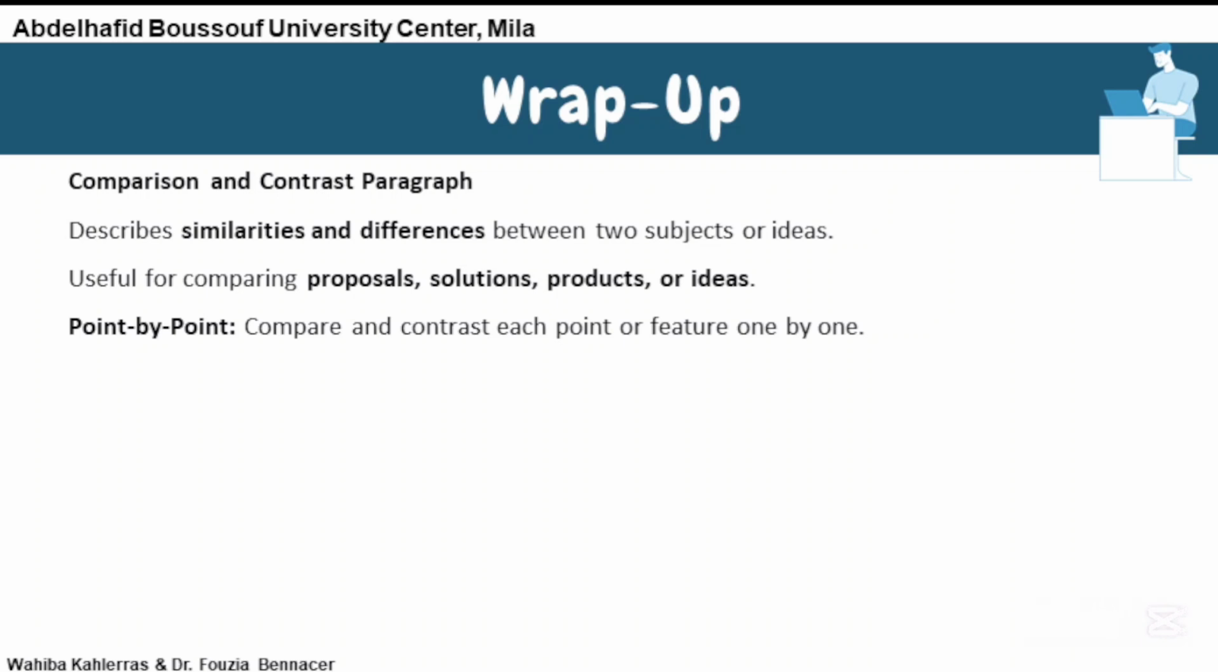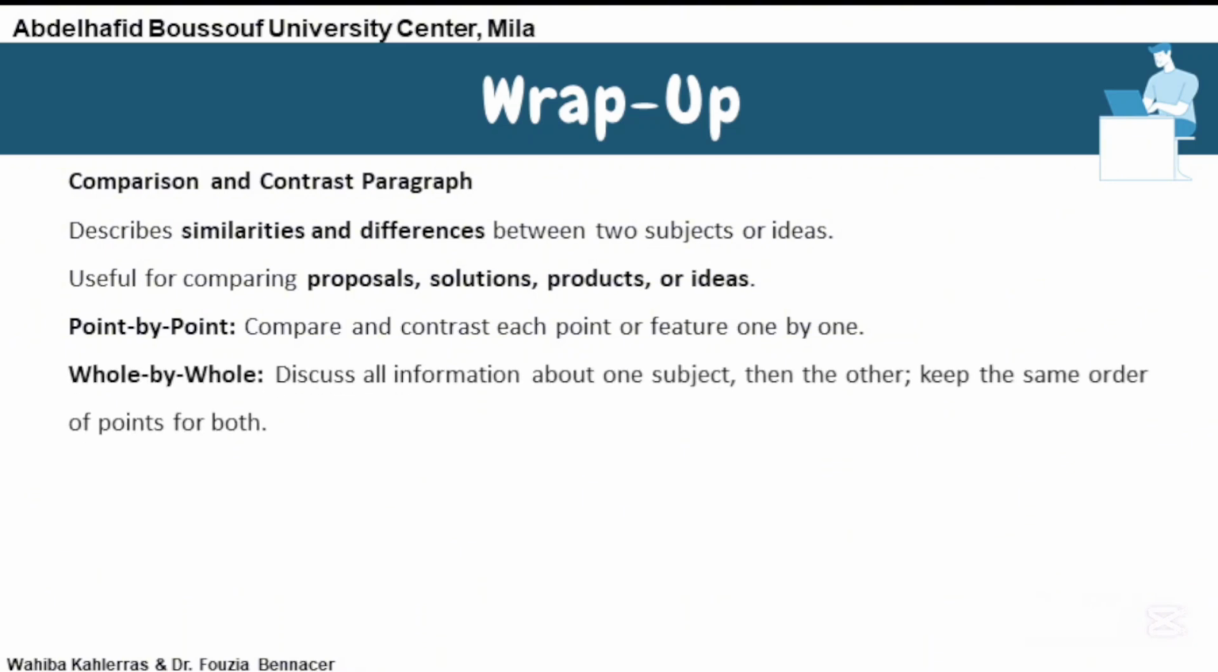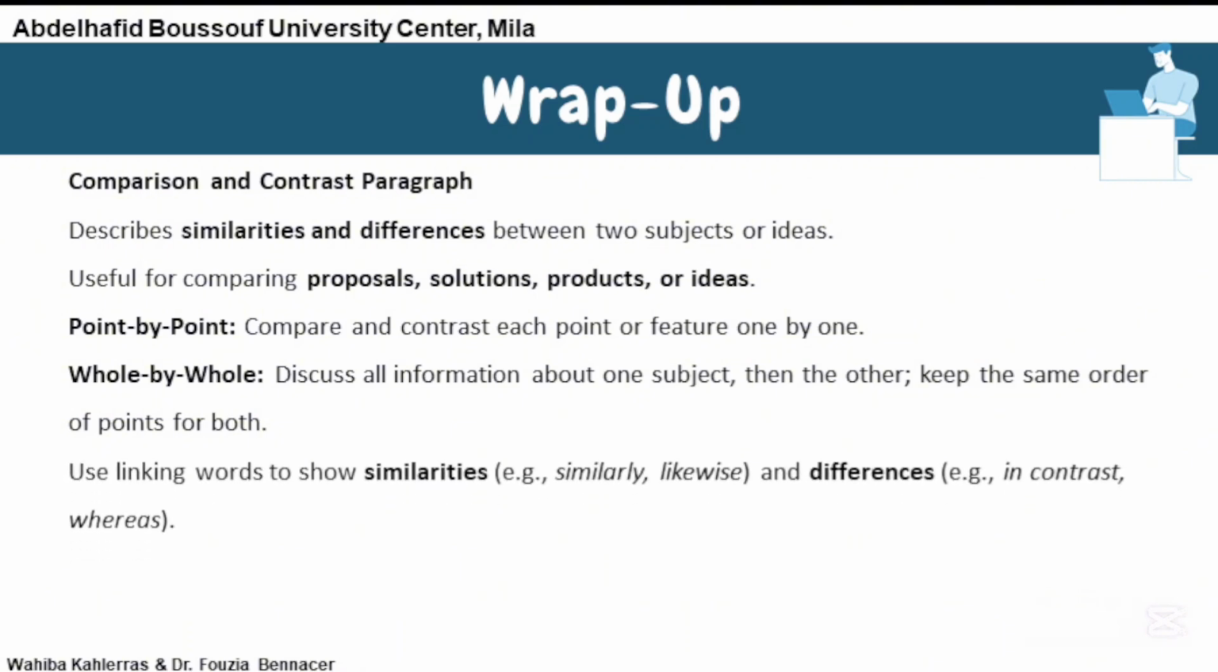We discuss all information about one subject, then the other subject. Keep the same order of points for both. If you start, for example, talking about speed, then cost, then efficiency about item A, in item B also start talking about speed, cost, efficiency to achieve parallelism.